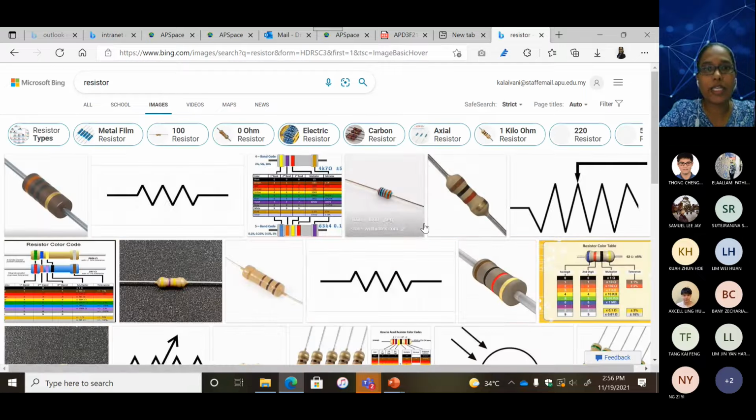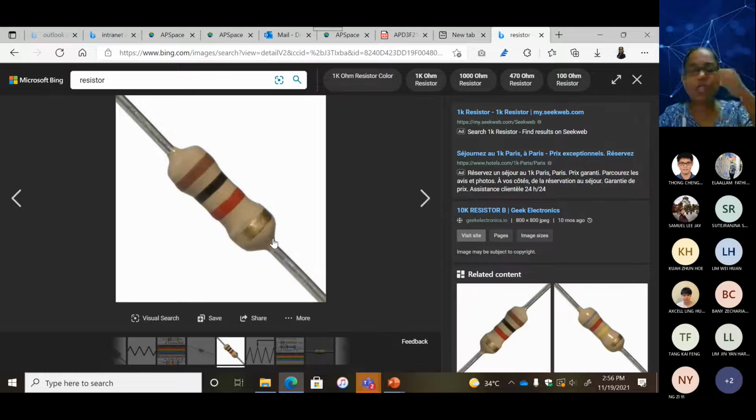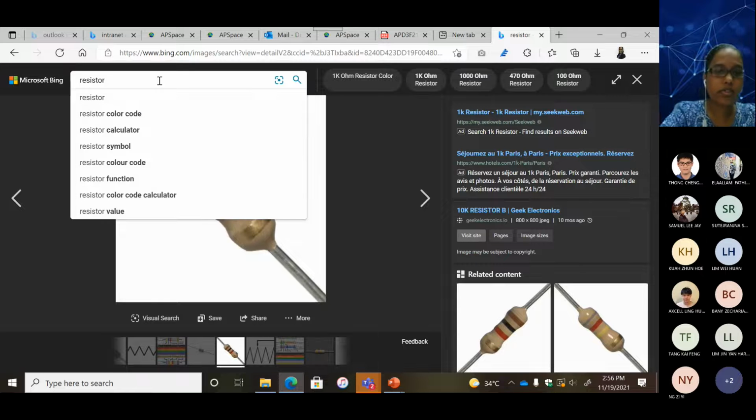So for example, this is a resistor. We call it a resistor, or resistance. This is how it looks. Later on I will teach you how to identify the measurement of the value of the resistor based on the code or the color bar here. So this is how a resistor looks. And what they mean by the variable resistor, they always have three terminals.